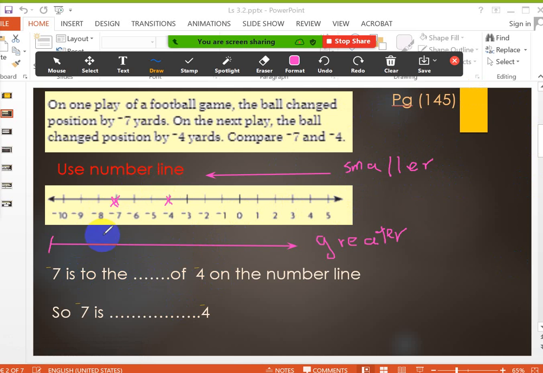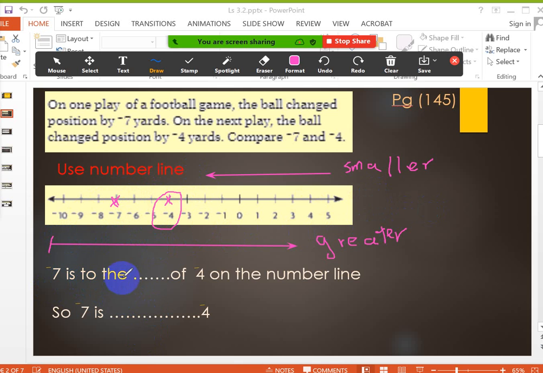Which one is the smaller number, -7 or -4? I told you when we move into the right side, the numbers become greater. That means -4 is greater than -7, because -7 is on the left side of -4. And when we come closer into the right side, the numbers become greater. That's why -4 is greater than -7.